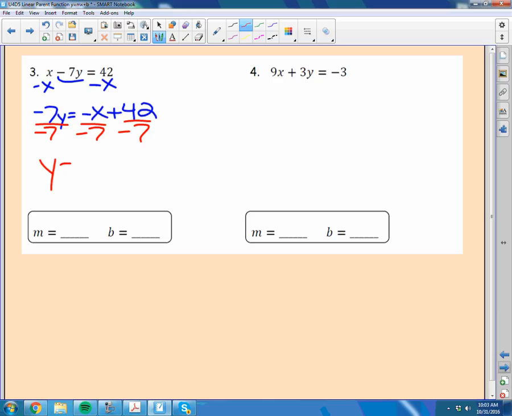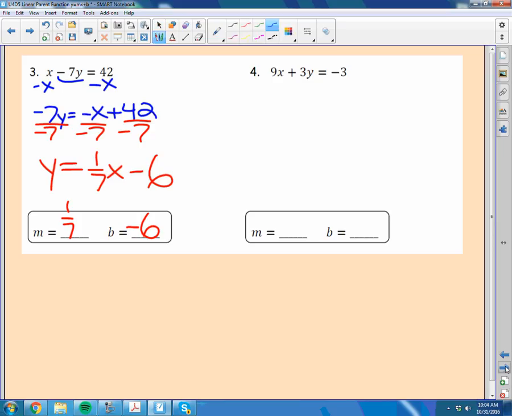Now we end up with y equals, how does that tell you to write x over 7? 1/7. Very good. 1/7 x. Negative divided by negative is a positive. Write it as 1/7 x minus 6. My slope is 1/7. My y-intercept is negative 6.